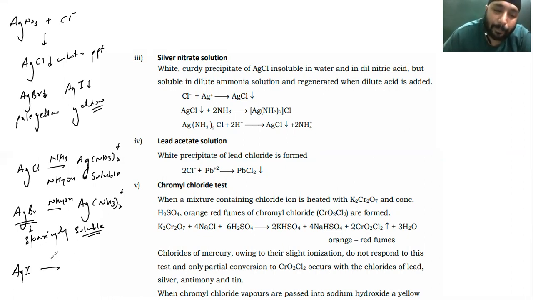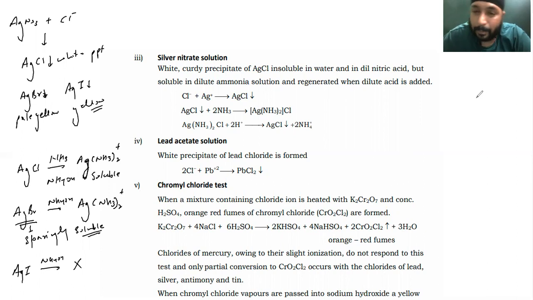If you do the same thing with AgI and put it in ammonium hydroxide, it will never dissolve, because AgI is highly stable. Its Ksp is very, very low, so I'm not getting any Ag plus ion inside the solution to react with ammonia. Now, this is the main thing.